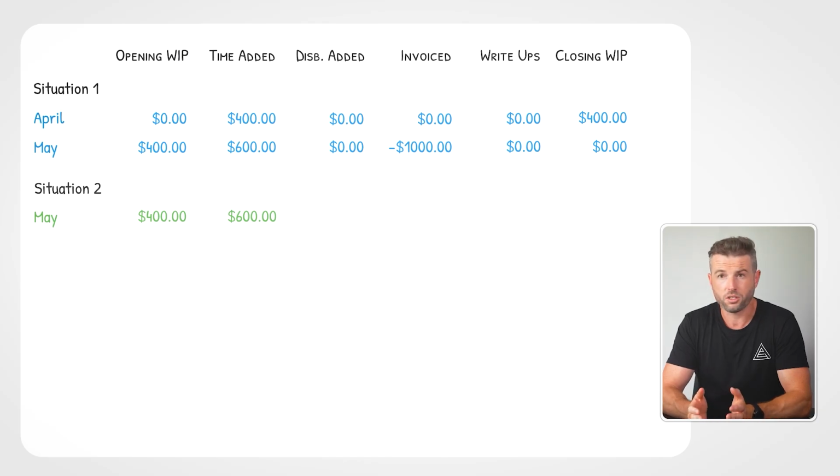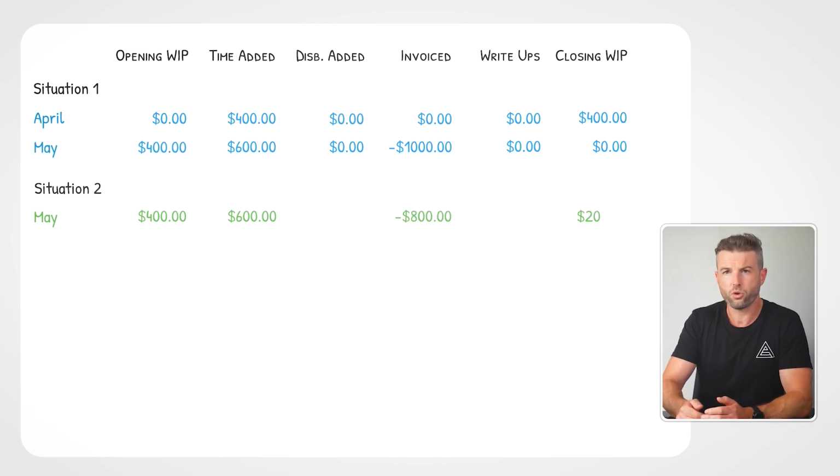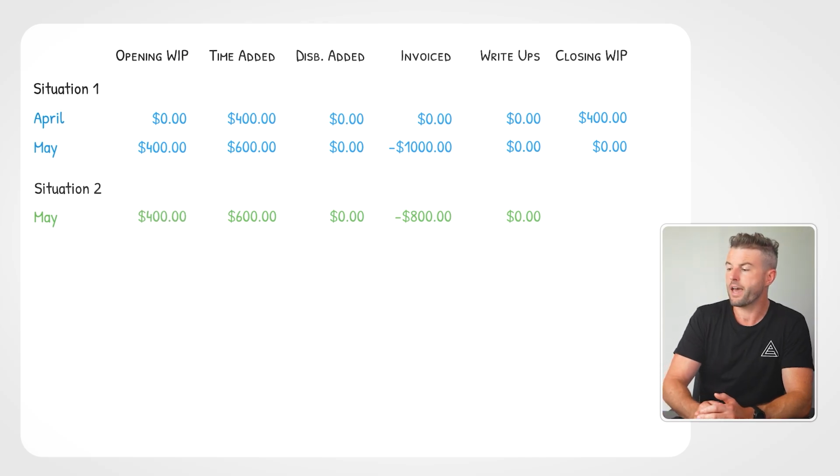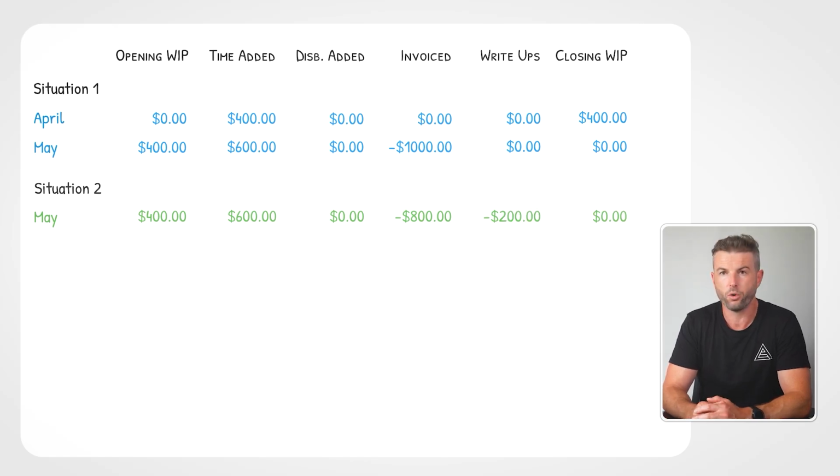So I've put $1,000 of time to the job, but I'm only going to bill $800. So then when I send an invoice, that's for $800, so negative $800. So we arrive at a closing WIP balance of $200. Now we don't want to hold on to this $200 because I'm never going to bill it. So that's where we want to write it off. And then what we'd see is opening WIP 400, time added 600, negative 800 for invoiced, and then negative 200 for our write-off, giving us 0 work in progress.